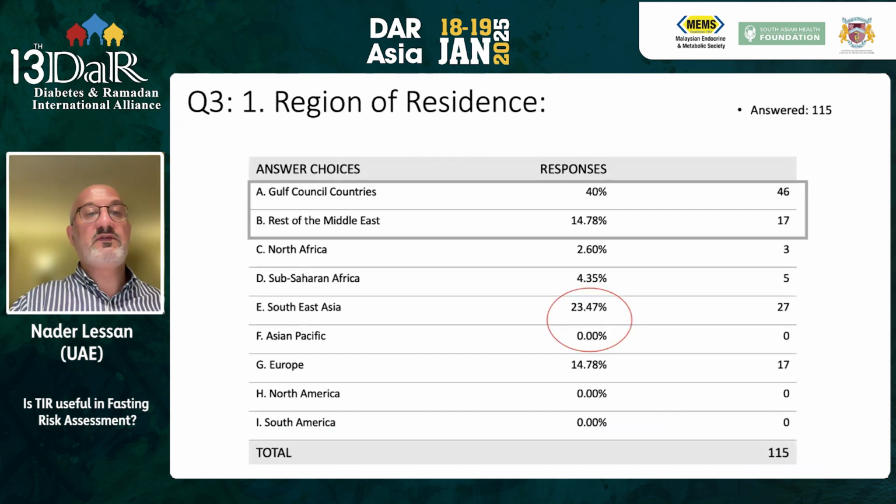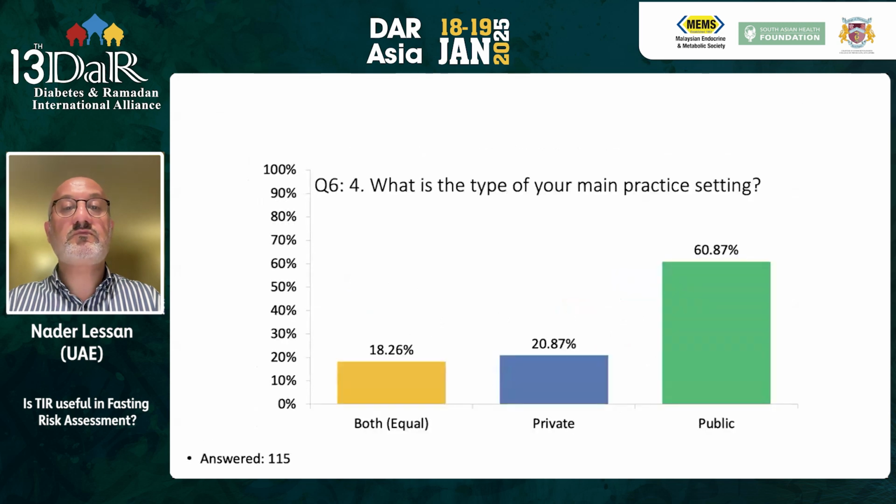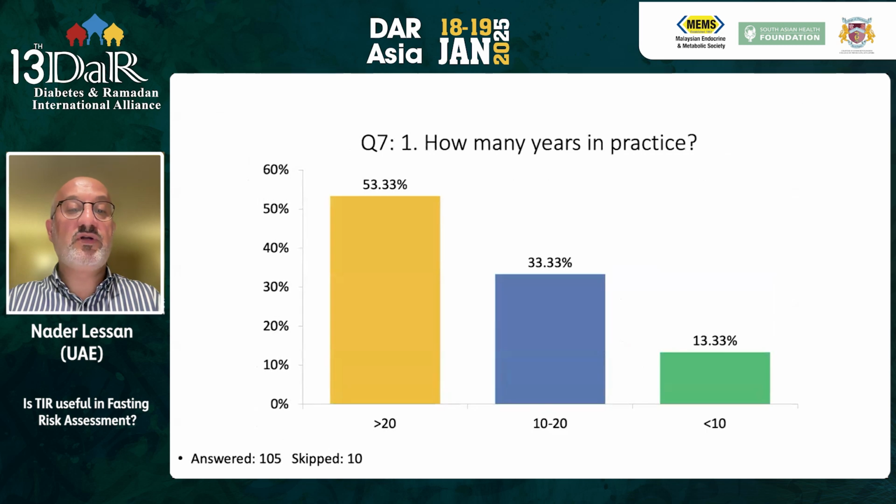Now, these are some of the relevant questions from the survey. First, region of residence for respondents. So out of 115 people, about 40% were in GCC countries, 14.8% in the rest of the Middle East, and we also had respondents from Southeast Asia as well, and Sub-Saharan Africa and Europe. Specialty, 75% of the respondents were endocrinologists. We also had internal medicine physicians and primary care physicians. Type of practice, most were in public sector, some private, and some both. Majority, more than 50%, were in practice for more than 20 years.